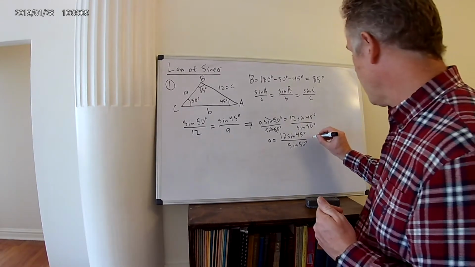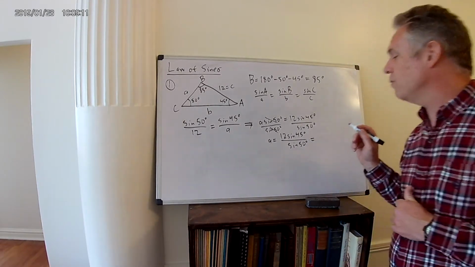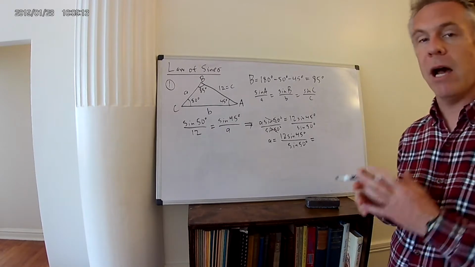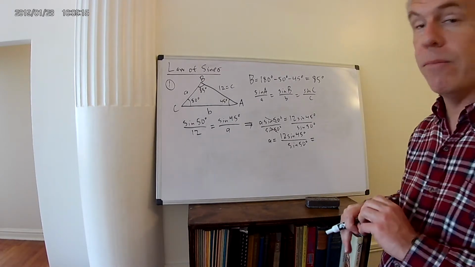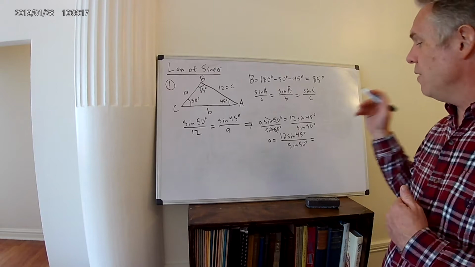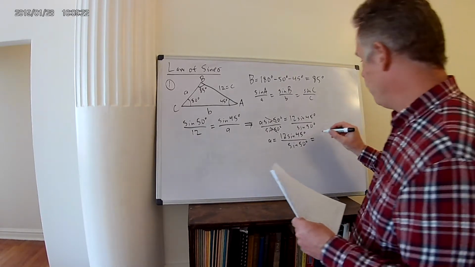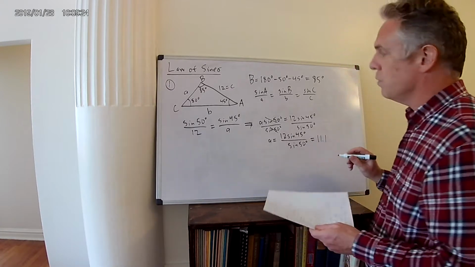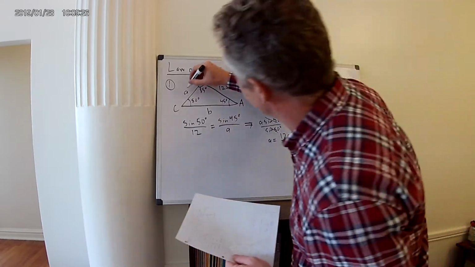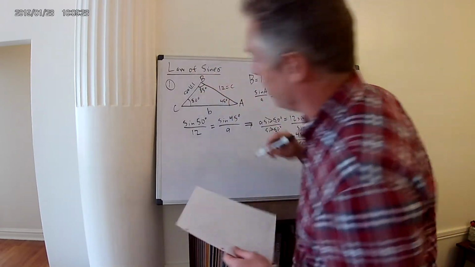Now we plug this into our calculator. One note here, be careful, these angles are in degrees. Make sure your calculator is in degree mode and not radian mode to get the correct answer. If you plug these numbers into your calculator, you will get 11.1. So side length A is equal to 11.1 in length.